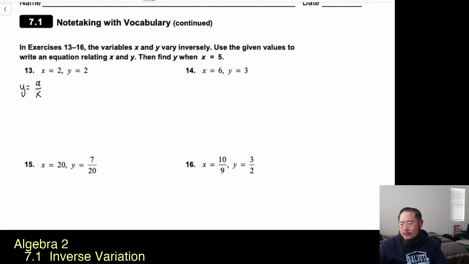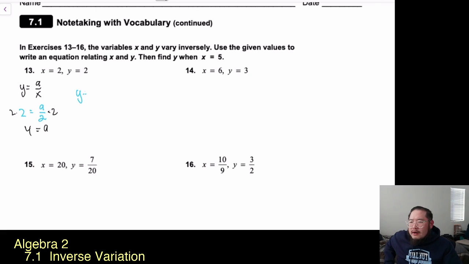Y is 2. I'll plug in 2 for x right here, and then get a by itself. Multiply both sides by 2, and a is equal to 4. So when we come up with my equation, y is equal to 4 over x. And that right there is my inverse variation.